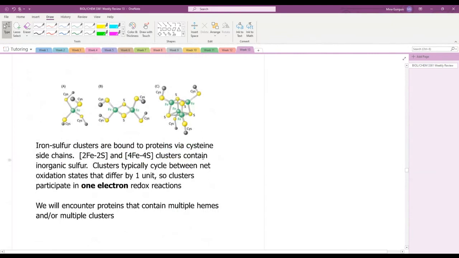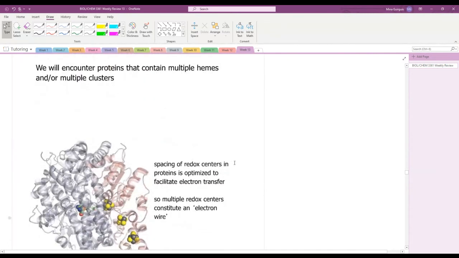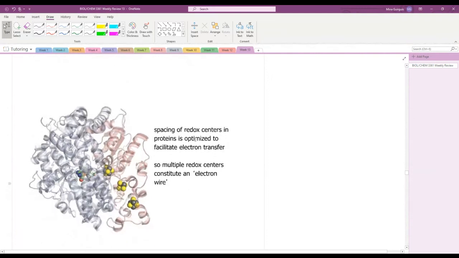All right, so iron-sulfur clusters. I've talked about them, but I haven't really talked a lot. They're bound to proteins via cysteine side chains. The 2,2 and 4,4 iron-sulfur clusters contain inorganic sulfur, okay? And they typically cycle between oxidation states differing by one unit. In other words, they transfer one electron each time in each redox. We're going to be talking about quite a lot of proteins that have these iron-sulfur clusters and a lot of heme groups, which can also transfer electrons using iron, in the next few slides and in the next few weeks, really, okay? The spacing is optimized to facilitate electron transfer, so multiple redox centers would constitute an electron wire. And that's what we're going to see once again next week: we transfer from this cluster to this one, to this one, and so on, okay?